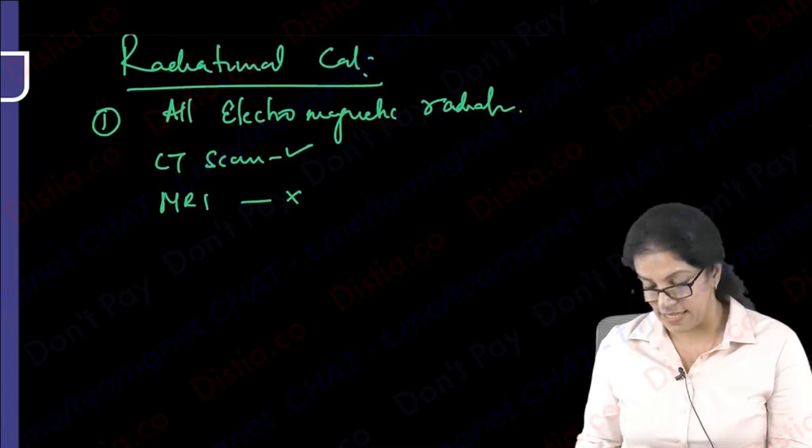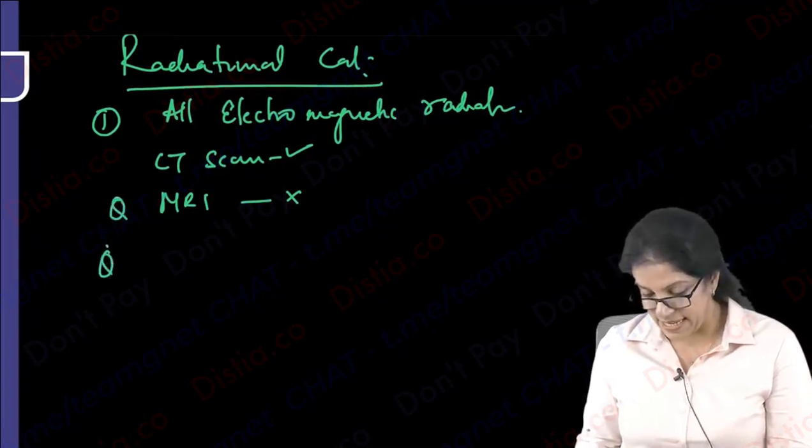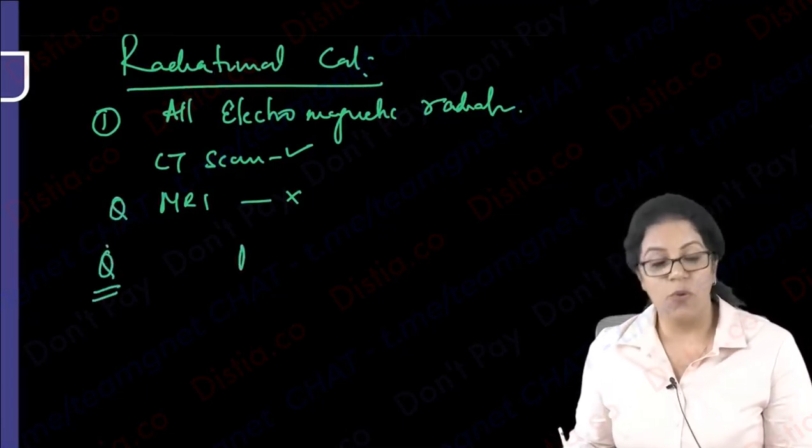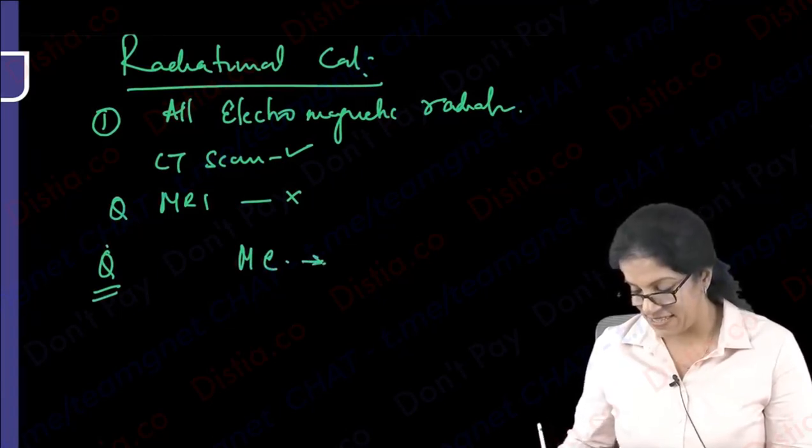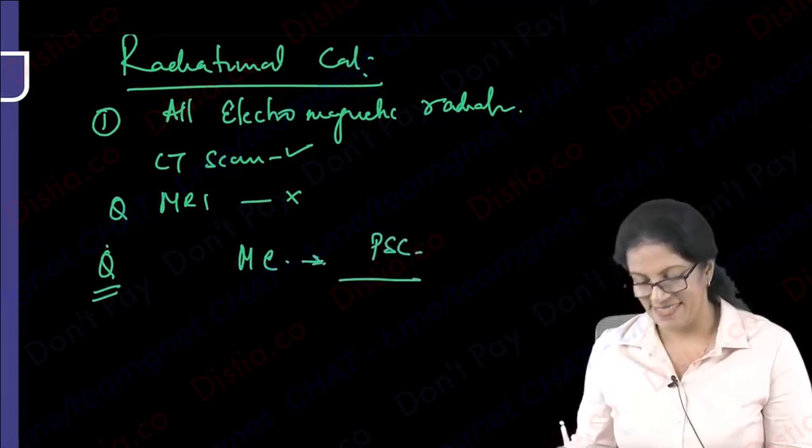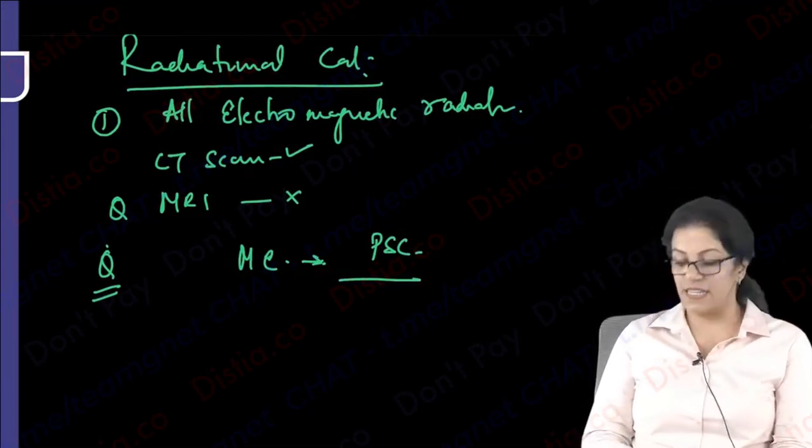The second question they've asked you here is your most common type of radiational. It is again PSC. Most common type of radiational is PSC.